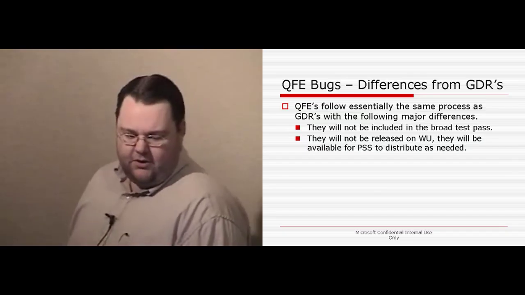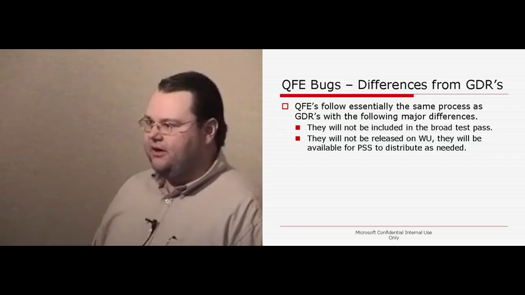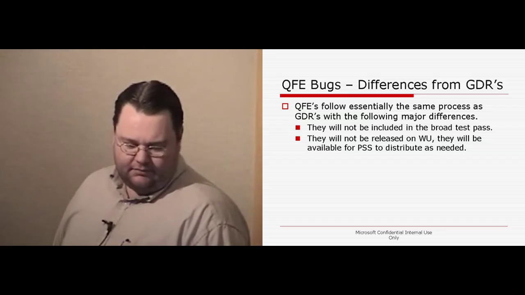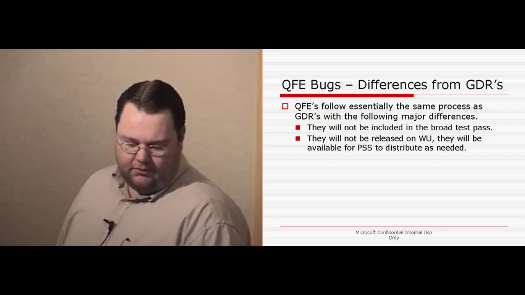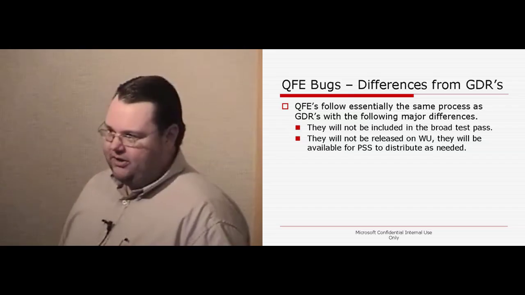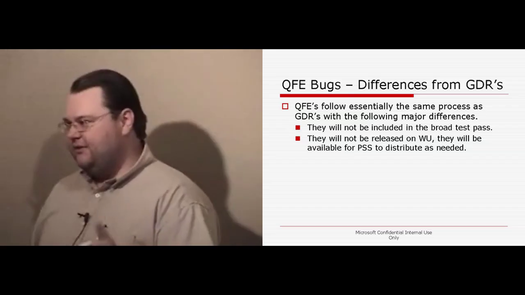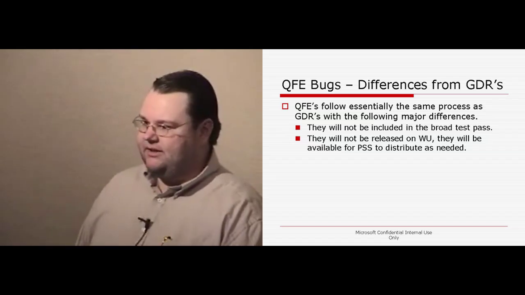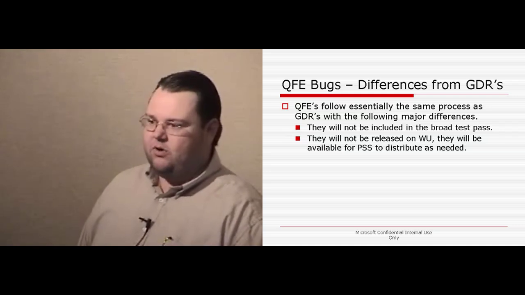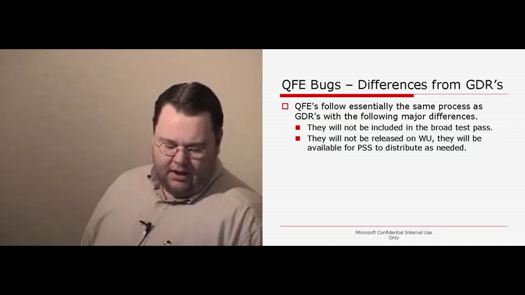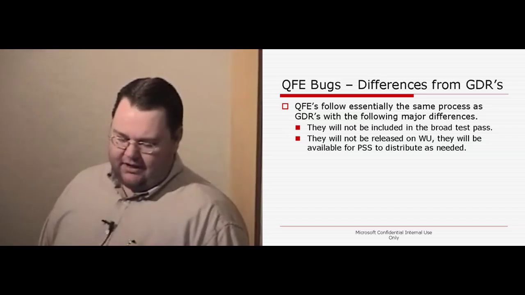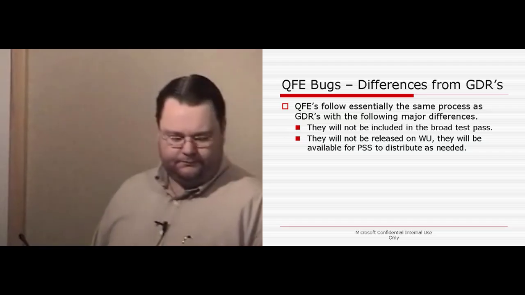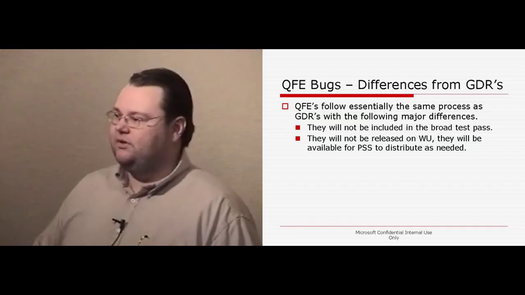All right. Any questions about GDR bugs? Okay. So QFE bugs, essentially they're the same as a GDR bug with the following slight differences. QFEs won't be included in the broad test pass, like I was saying, unless they're redist, of course, but they won't go through that 5 weeks of testing. So they get released basically as soon as the component tester says that they're good and the company that reported the issue says they're good. They're ready to go. And they won't get released on Windows Update, but again, like I said, they are available for PSS to hand them out to companies as needed. Questions about QFEs?